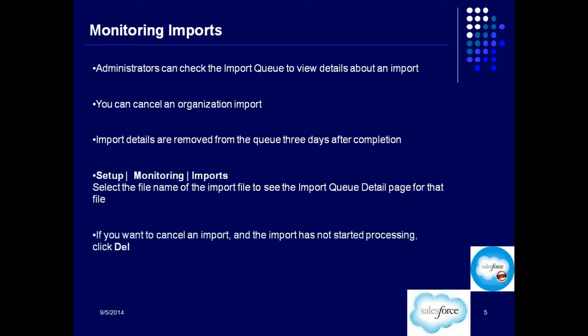If you want to cancel an import and the import has not started processing, click delete, right? So till the time it has not started processing, you can go and delete it. If it has started, then you cannot, it will get completed. You cannot cancel an import after it has started processing. Then the best option you will have is to let the file get imported and then go and delete the records. Get into the system and delete the records one by one or in bulk.